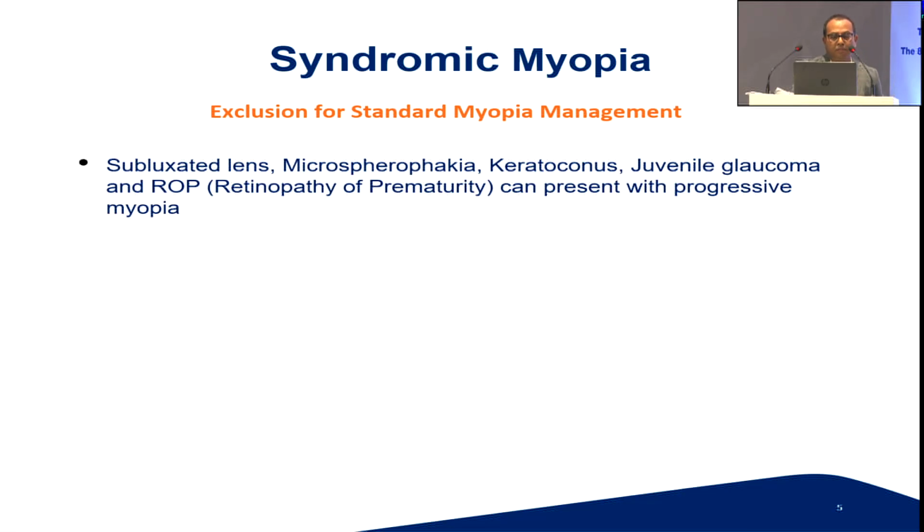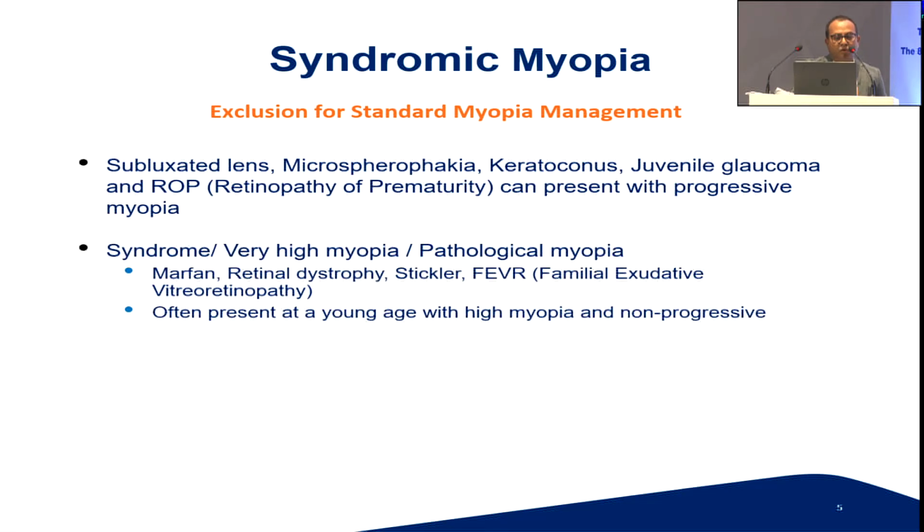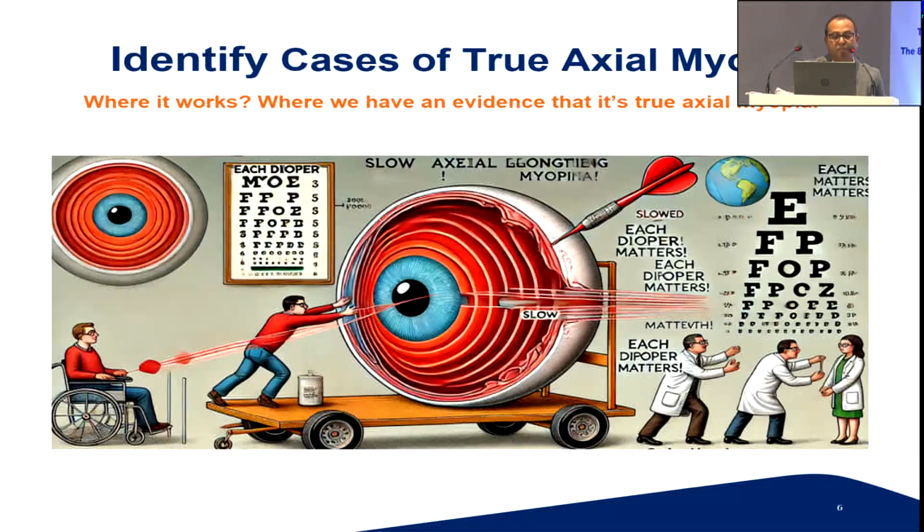Coming to syndromic high myopia and pathological myopia, all of them are associated with nothing else very early in life, just the high myopia. So we need to exclude all these cases from your standard myopia management, because we don't have any evidence at this moment to treat these cases.